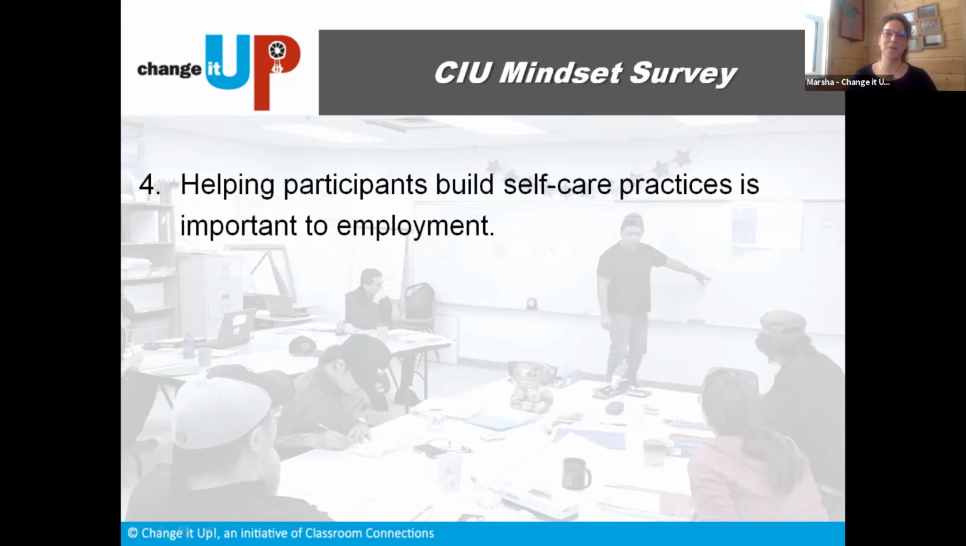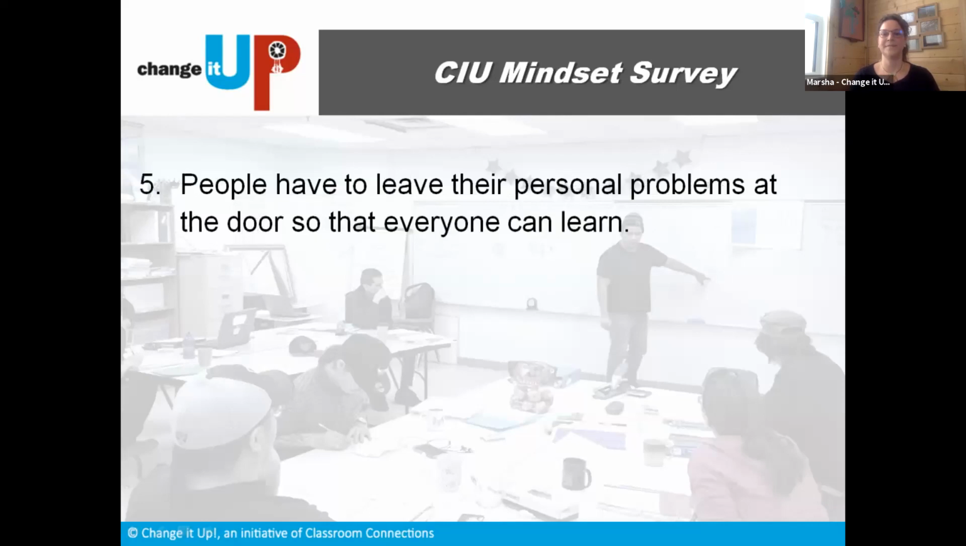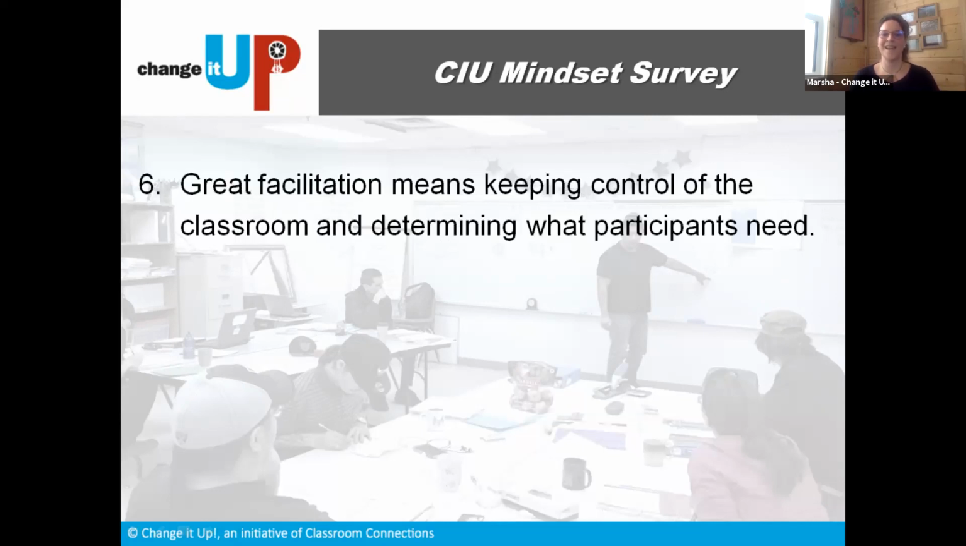All right, number 4, helping participants build self-care practices is important to employment. True or false? And number 5, people have to leave their personal problems at the door so everyone can learn. True or false? And number 6, great facilitation means keeping control of the classroom and determining what participants need. True or false?